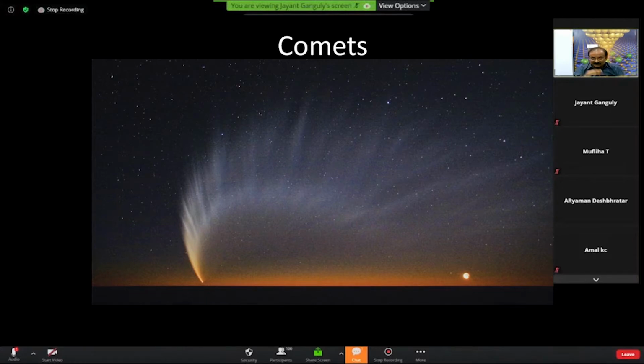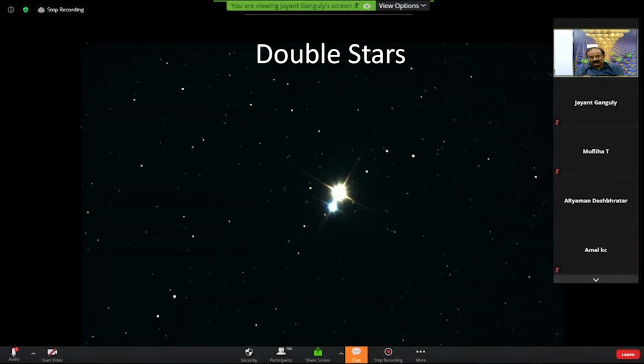But scientists, astronomers, and astrophysicists are more interested in what is inside a comet. So they sent robotic probes to land on the comet and study it. The Deep Impact mission was one such mission to study a comet.